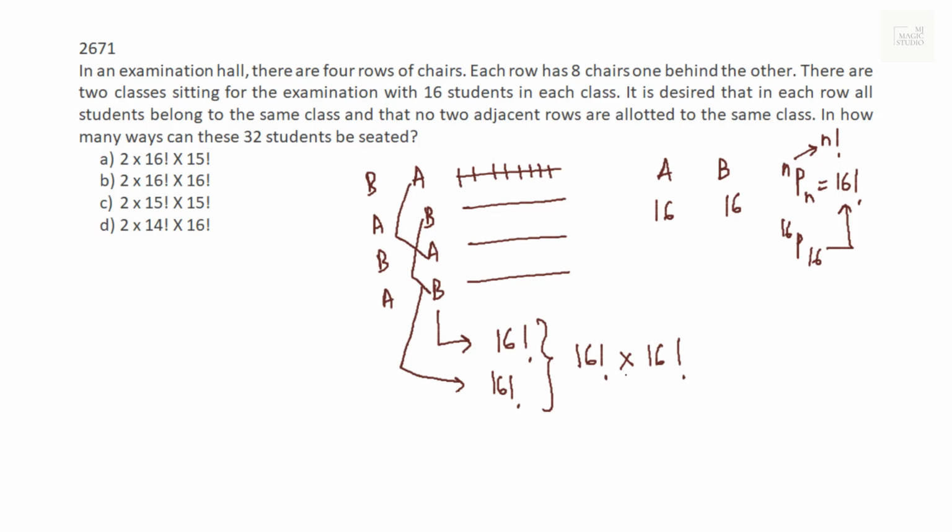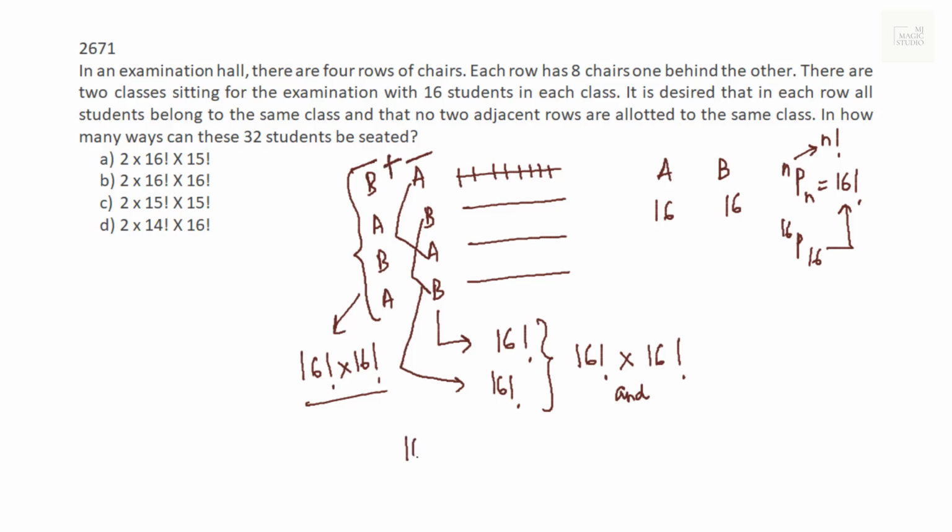Why are we using the into sign? Because it is "and". A sitting on these 2 rows and B sitting on these 2 rows. That's why it's multiplication. Now the same goes with this second case also. In the second case also we'll get 16 factorial into 16 factorial. Now this is OR. Either we can have the first case or we can have the second case. In case of OR, we add up the results, isn't it?